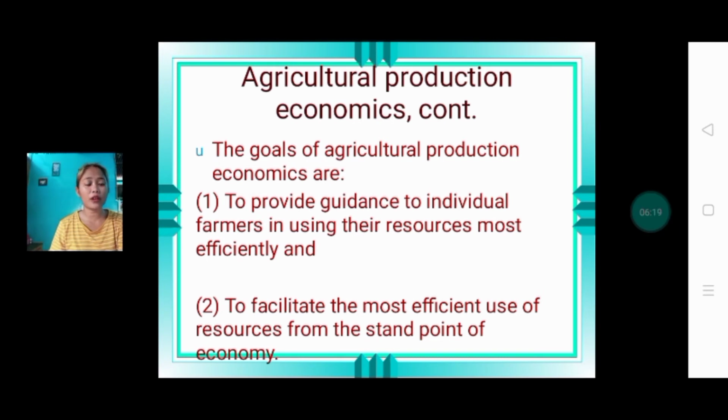Next is agricultural production economics. The goals of agricultural production economics are, first, to provide guidance to individual farmers in using their resources most efficiently. And the second one, to facilitate the most efficient use of resources from the standpoint of the economy.